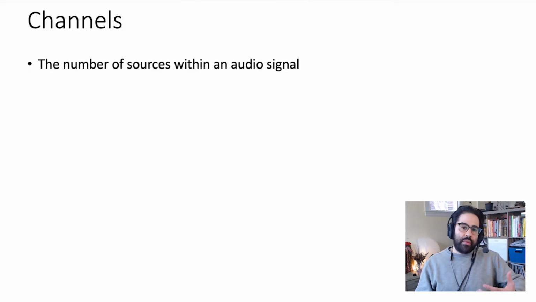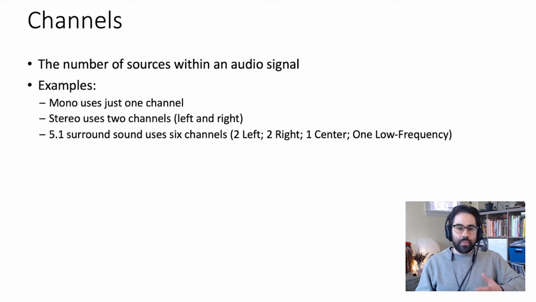Channels set the number of sources within a digital audio file. For example, mono recordings use just one channel. This is a common format for communicating over phone and video calls. Stereo signals use two channels, left and right, while 5.1 surround sound uses 6 channels, 2 left, 2 right, 1 center, and 1 low frequency.